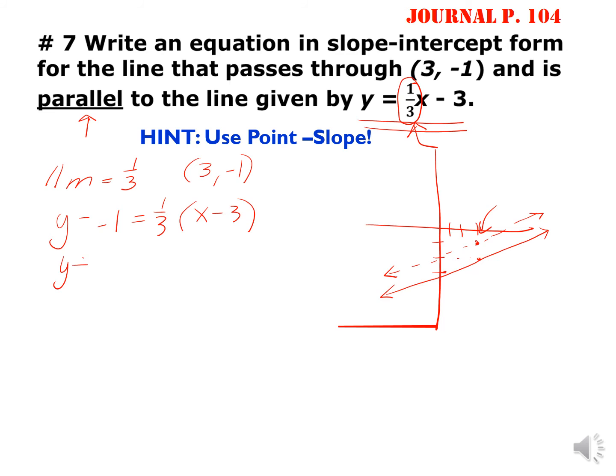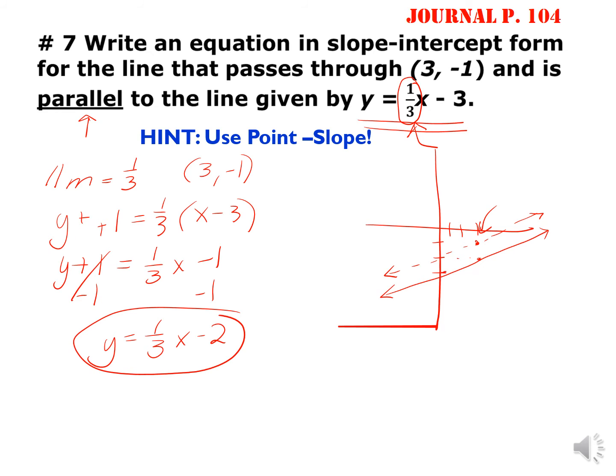I zip zap that, and I get, distribute the 1/3, y + 1 = 1/3 x minus 1. Subtract 1 from both sides, y equals 1/3 x minus 2. That is the equation of this new line that is parallel to my original line and goes through the point (3, -1). And notice I did a pretty good job drawing it because it goes through -2 as the y-intercept.